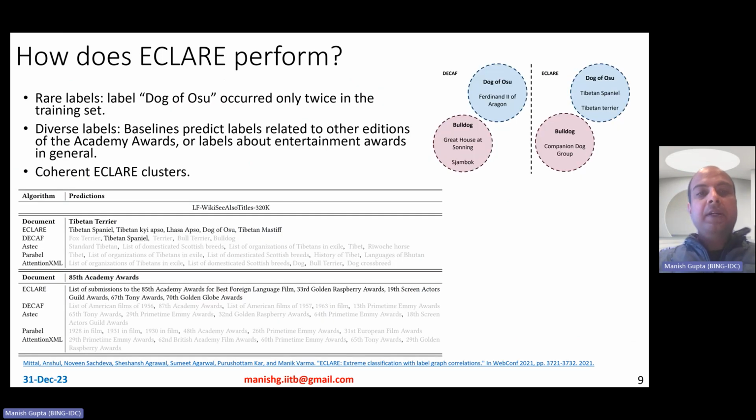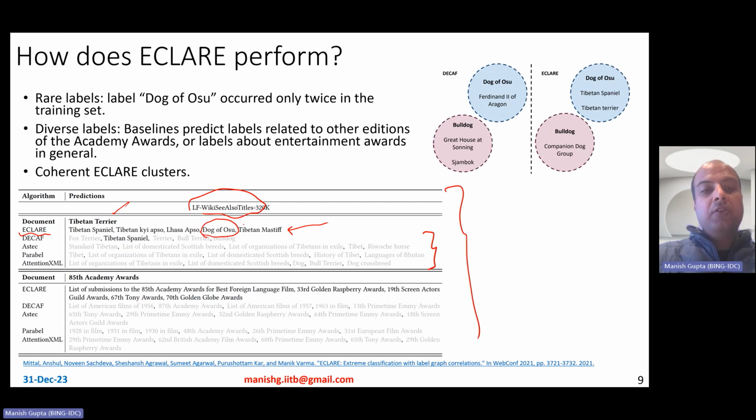Now, here are some qualitative examples. If you see the WikiSeeAlsoTitles dataset, for the document Tibetan Terrier, ECLARE has been able to come up with really good labels. Those highlighted in dark text are essentially ground truth labels, while other methods come up with some labels which are not ground truth labels, so they are not so precise. What is super important to notice here is that ECLARE was able to come up with the label Dog of Osu, and this label occurred just twice in the entire training set. So it was a really, really rare label, and ECLARE is able to get rare labels also.